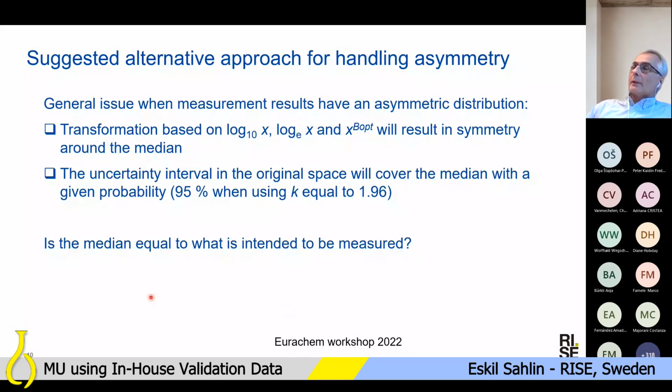There is a general issue with measurement results having an asymmetric distribution, and I will just point to that here. When you use transformation based on either logarithmic transformation or a power transformation, as we have suggested here, this will result in symmetry around the median. And the uncertainty interval in the original space will then cover the median with a given probability. It's typically 95%. So then the question is, is the median equal to what's intended to be measured? And yeah, this is a difficult question, and I will just raise that question here without answering it.